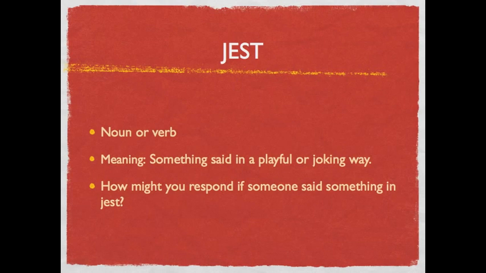Next, we have the word jest. In a sentence, jest can be a noun or a verb. Let's look at the meaning. The meaning of jest is something said in a playful or joking way. So, as a noun, a jest is the joke itself. As a verb, it's the act of joking around.